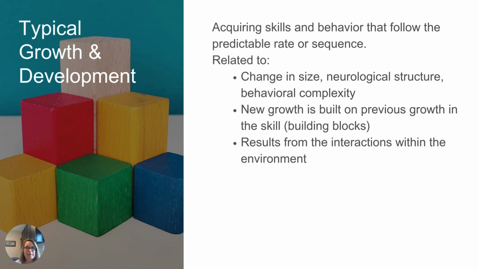Understanding typical growth and development is crucial to recognizing how children are going to acquire new skills and behaviors. At its core, growth and development follows that predictable sequence, that continuum we spoke about in the previous slide. This means that certain changes, whether size, neurological structure, or behavioral complexity, happen in an orderly fashion. One key concept here is that growth builds upon previous growth, much like building blocks. This is why our early interactions in the early years are so important because it sets the foundation for everything that's going to be built on top of it.